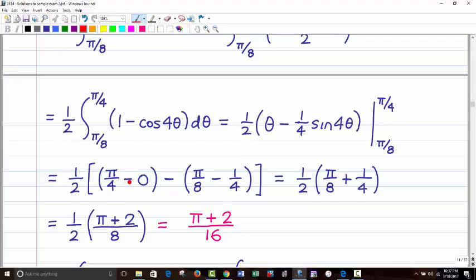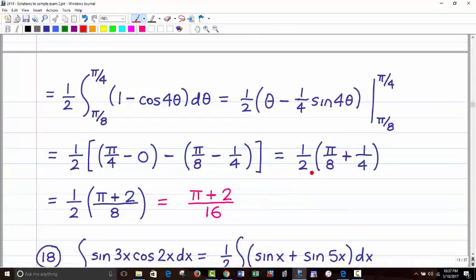And then there's a 0. We don't need the 0. Watch out for the negatives. So you have a 1/2, and you end up with a pi, because pi over 4 minus pi over 8 is pi over 8. Pi over 8 plus 1/4. I just got a common denominator here. Makes it pi over 2 plus 8 times 1/2. So the exact answer would be pi plus 2 over 16.